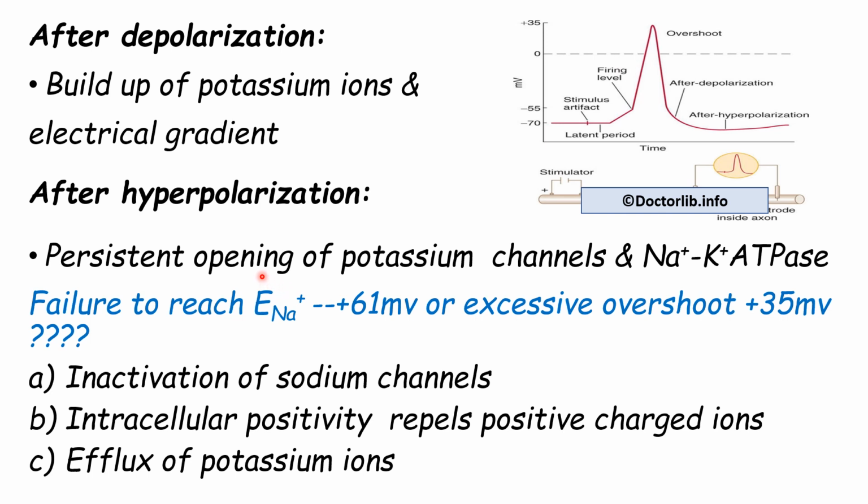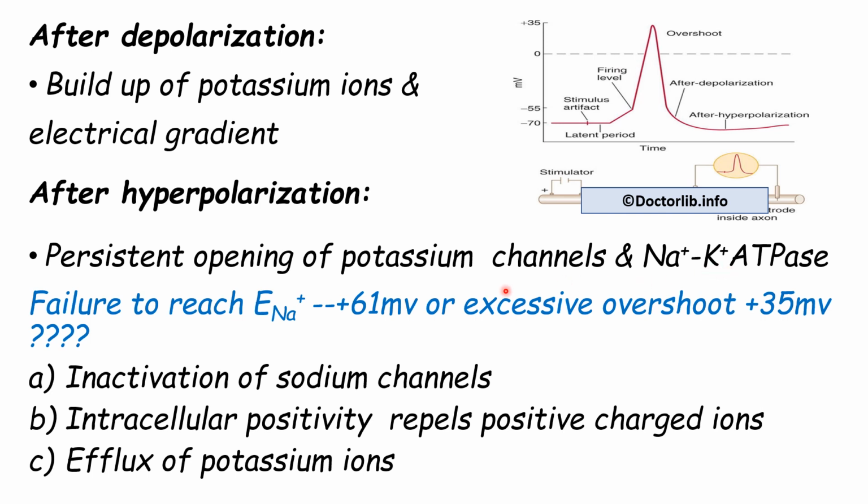Why does it occur? Because potassium ions keep on moving out, because there is persistent opening of potassium channels. More potassium moves out, and the potential becomes more negative. The sodium potassium pump also starts moving 3 sodium out and 2 potassium in. So this is the reason for the after hyperpolarization.